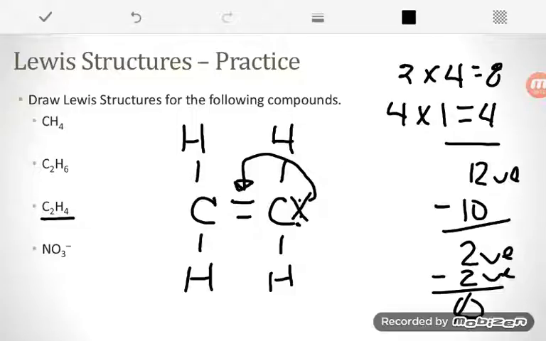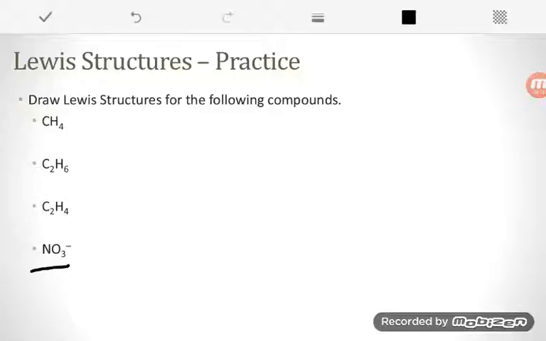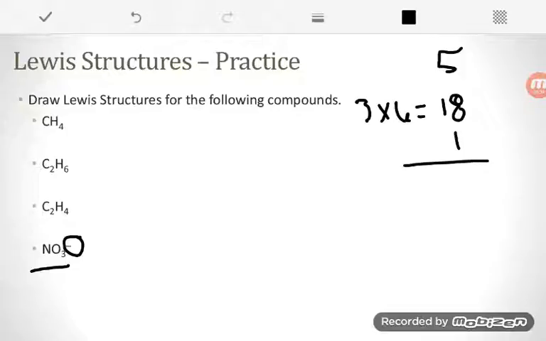This one is an ion. Here we have NO3 minus. So nitrogen has 5 electrons. We have 3 oxygens. Each of them has 6, so that's 18 electrons. And then notice we have this negative charge here. That means we have an extra electron. So I'm going to add that one in. So I've got 24 valence electrons total.